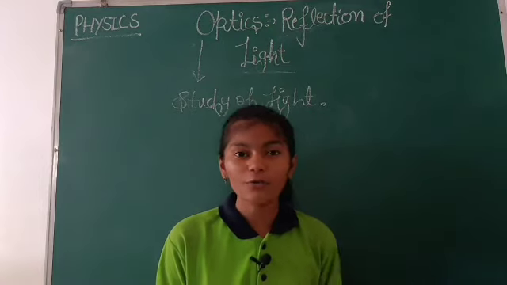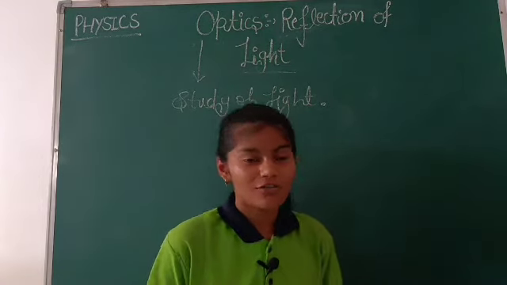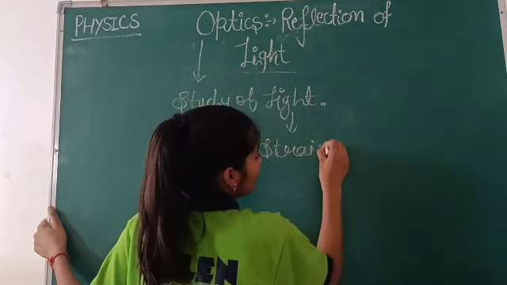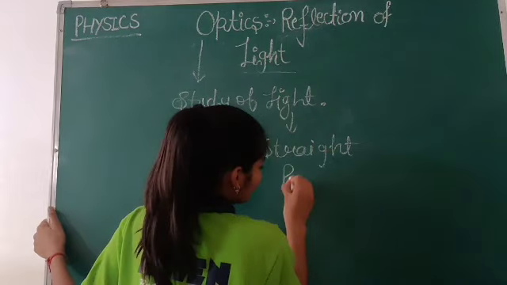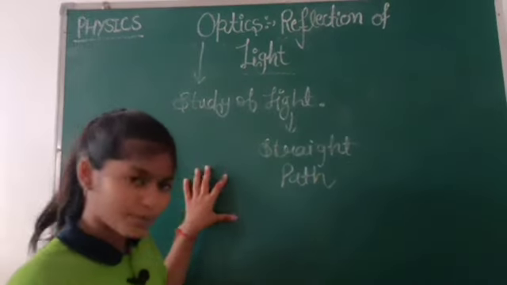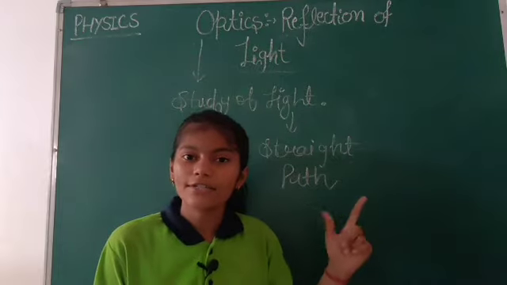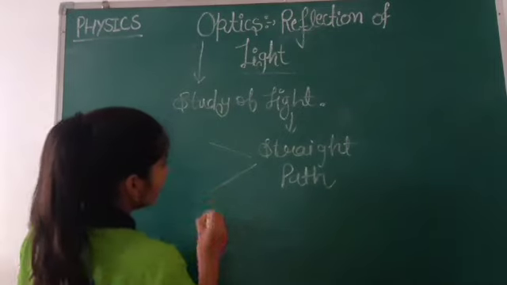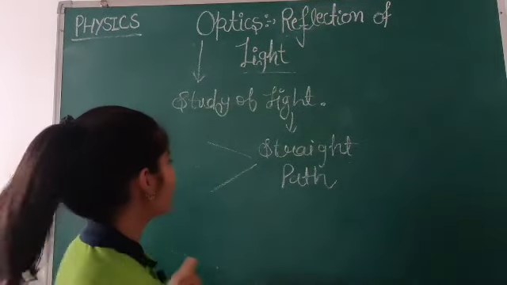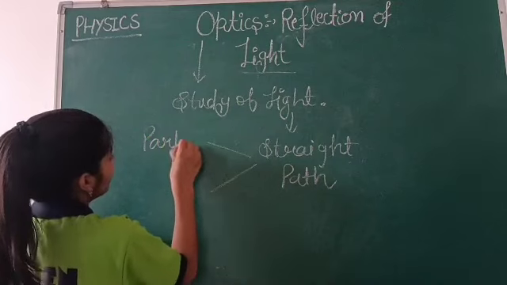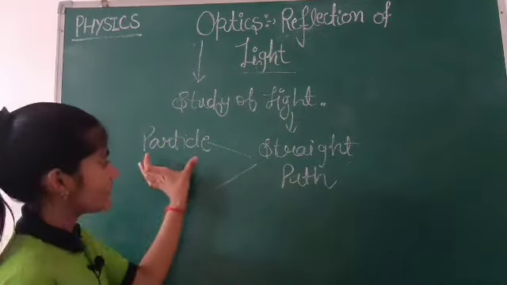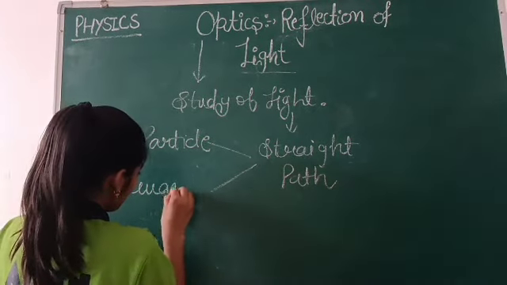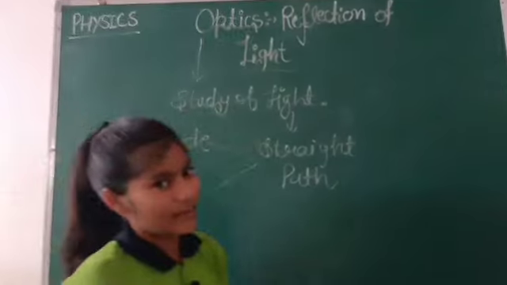If we talk about a few properties of light, we say light always travels in a straight path. So it always follows a straight path to travel from one point to another. We also say light has a dual nature. It shows two natures, which are particulate nature, meaning it travels as if it is made up of particles, and wave nature, as if it is traveling as a wave.